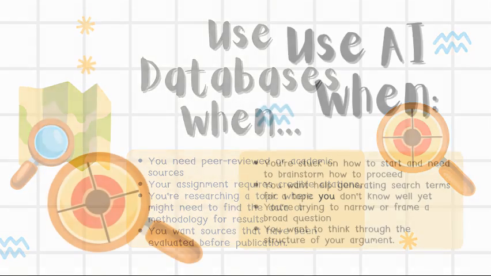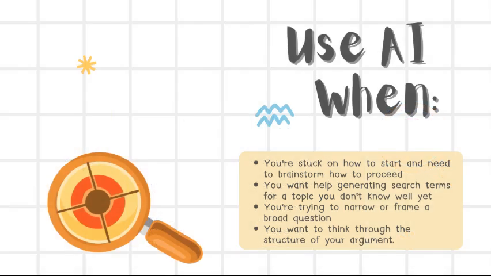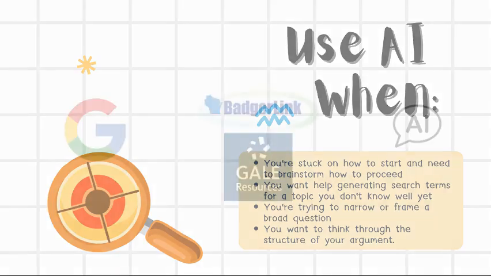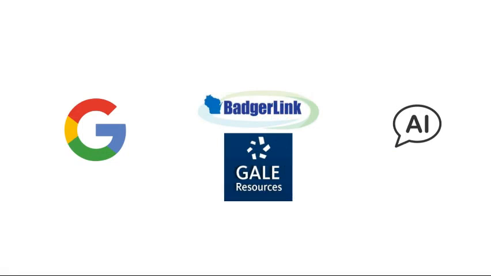Use AI when you're stuck on how to start and need to brainstorm how to proceed. You want help generating search terms for a topic you don't know well yet. You're trying to narrow or frame a broad question, or you want to think through the structure of your argument. AI is used best not as a source, but as a thinking partner. Each tool has a job. Matching the tool to the task is most of what search strategy actually is.